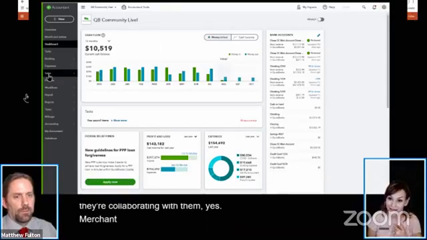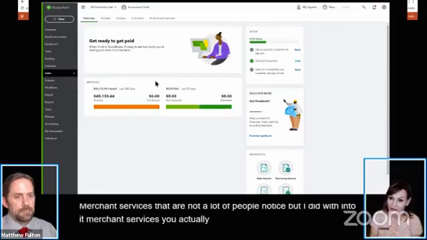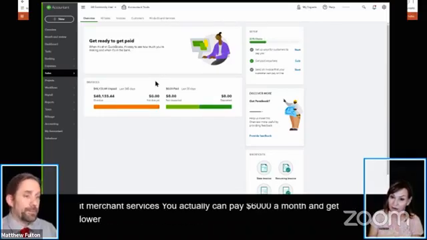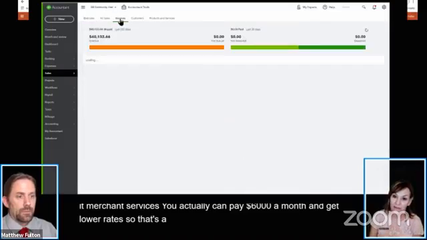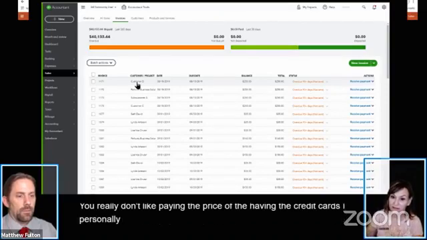You can also, with Intuit Merchant Services, and I don't know if a lot of people know this because I didn't, pay $16 a month and get lower rates. So that's another thing. If you really don't like paying the price of having credit cards, I personally was against it until I realized it was going to affect my cash flow.